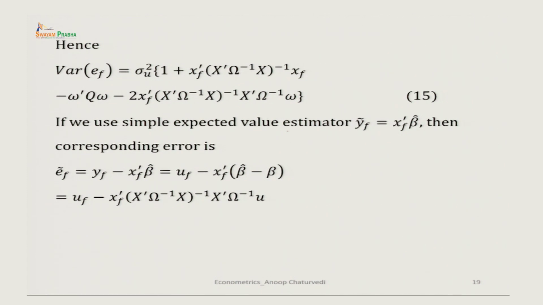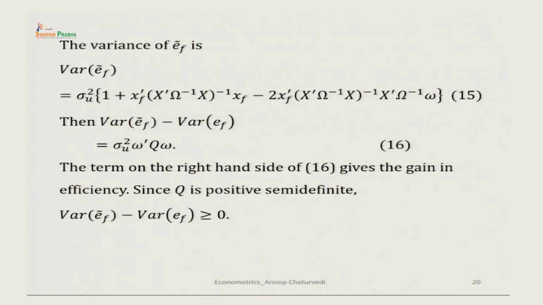So, if we use the simple expected value estimator, then the corresponding error is this. So, the second term is not involved here, and then you can easily find the variance of e curl F in this form. So, you take expectation of eF curl square and use the expectations obtained earlier. And then we take the difference of two variances, variance of eF curl minus variance of eF, and you get sigma square u small omega transpose Q small omega. And you have observed that this matrix Q is positive semi-definite. So, this is always greater than or equal to 0.